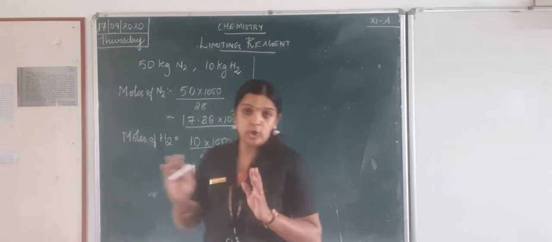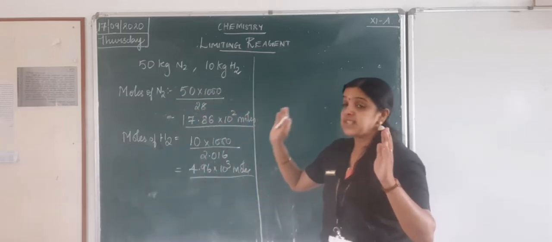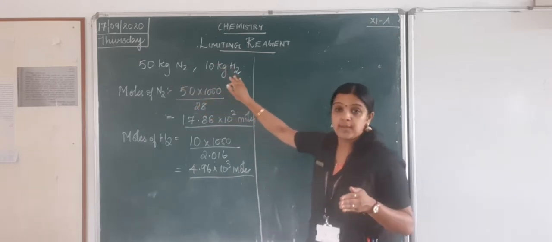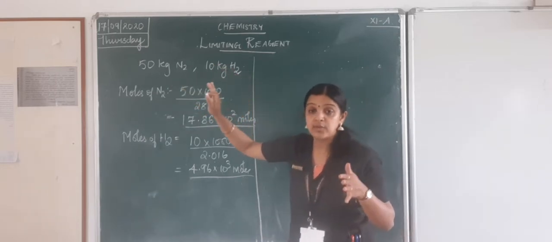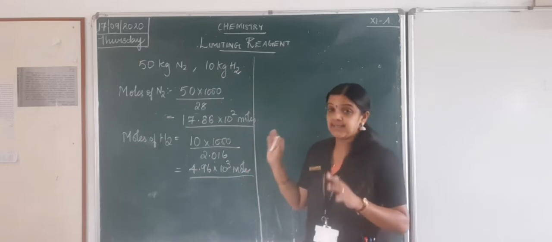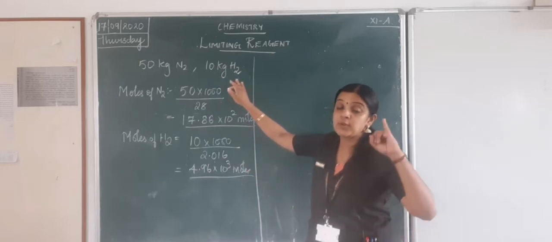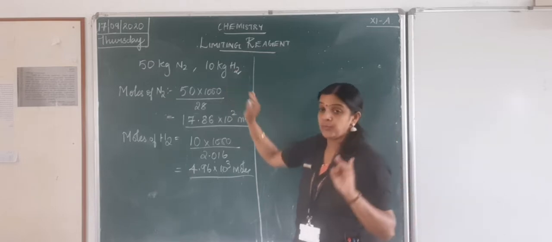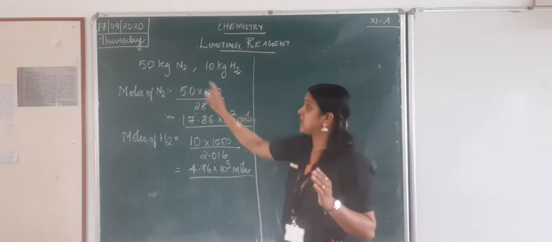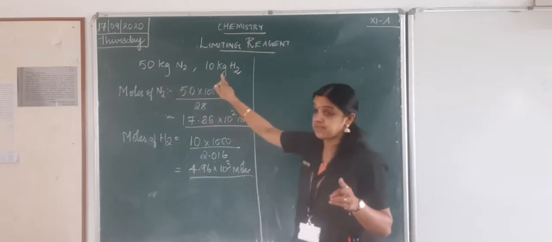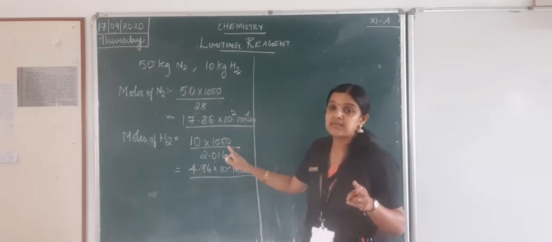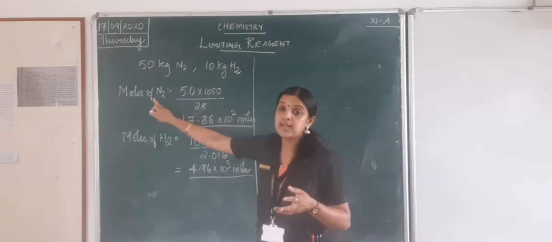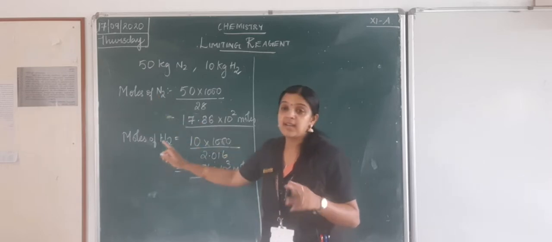So this is what we got from the question. What is given in the question to us? 50 kilogram of nitrogen, 10 kilogram of hydrogen. They both combine together to produce ammonia, right? So we need to calculate the amount of ammonia formed and also identify the limiting reagent. Now what is the first step? I will convert my kilogram into grams by multiplying with 1000. Why am I converting into grams? So that I can calculate the number of moles of nitrogen and hydrogen.